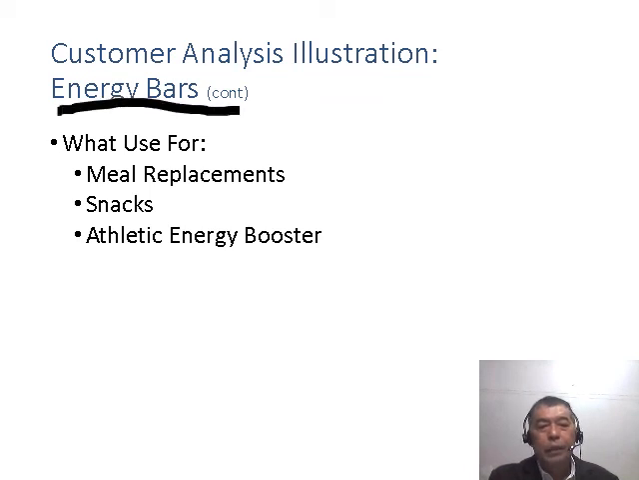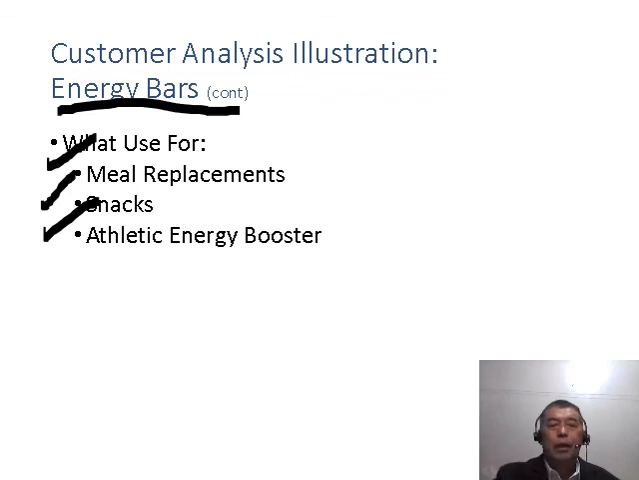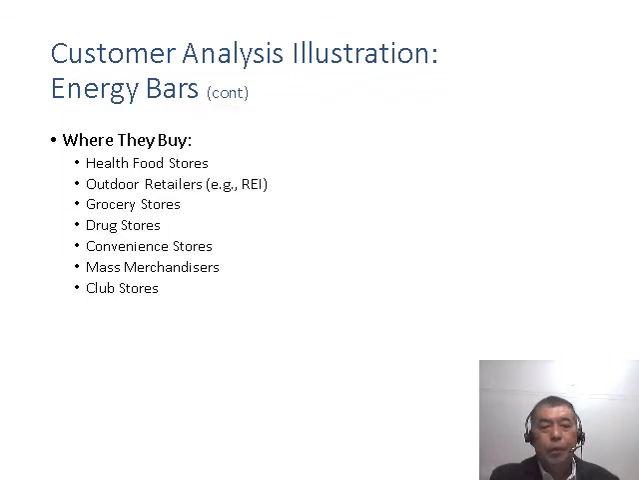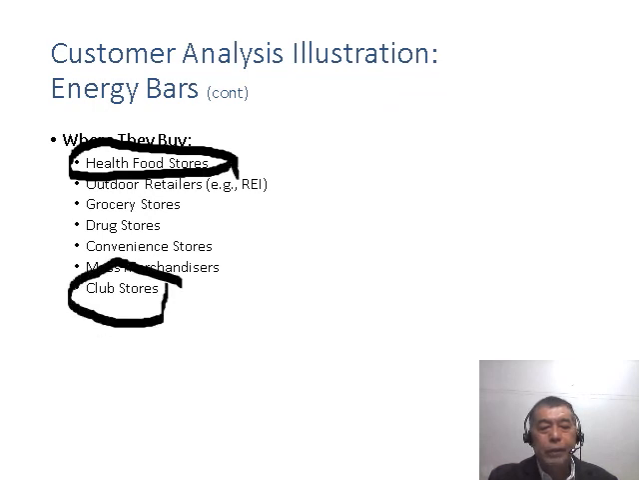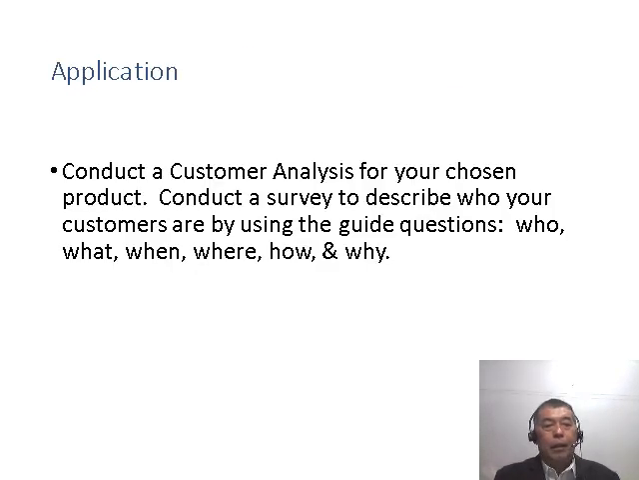Again, a data that speaks about the usage: meal replacement, snacks, athletic energy boosters. All right. For energy bars, the highest and the top is health food stores, where they buy, and club stores is the lowest, followed by drug stores and grocery stores.